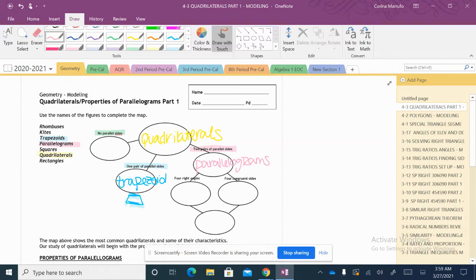Okay, and your parallelograms look something like this. And so this side is parallel to this side, and then the same way this side is parallel to this side right here. Okay, and then we do have some special types of parallelograms. Our two special types of parallelograms are, one has four right angles. So if it has four right angles, this is called a rectangle.